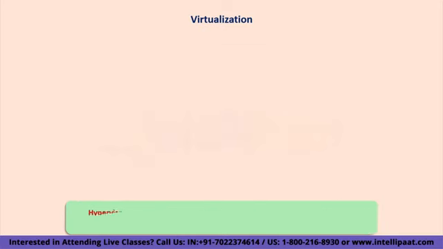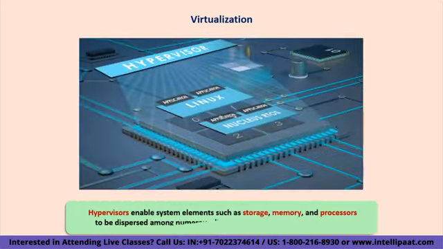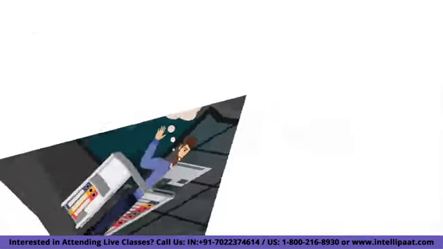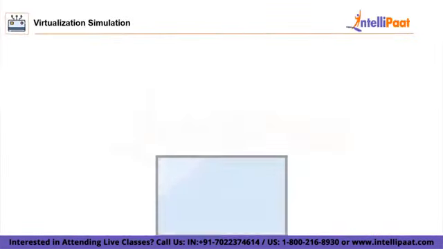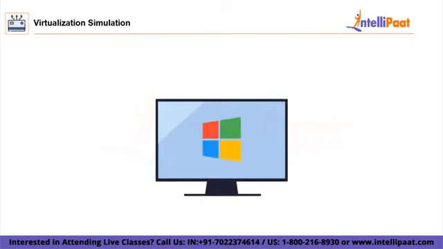The software that makes virtualization possible is known as a hypervisor. Hypervisors allow elements of the system such as storage, memory, processor, etc. to be distributed among multiple separate and secure virtually built components or machines, per se. By the book, we call them virtual machines or VMs. To understand this theory in detail, let me show you a sample simulation of virtualization.